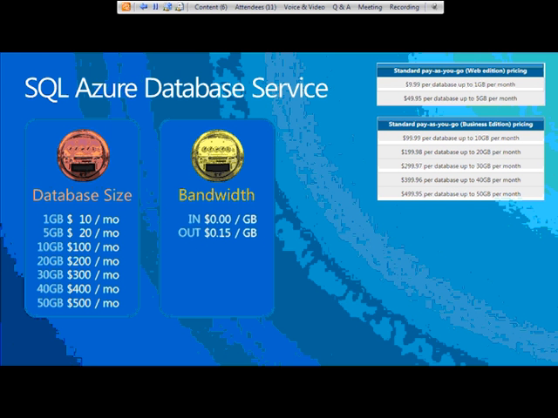SQL Azure Database Service. You're charged here on database size. There are 7 sizes from 1 gig up to 50. Just rounding it up a little bit, it's basically $10 a gigabyte per month. So 1 gigabyte is $10 a month, 50 gigabyte is $500 a month. And of course, bandwidth applies. Now, does bandwidth apply? Well, it depends. If you're consuming this from within the cloud, no. But if you're consuming this from outside the cloud, yes.